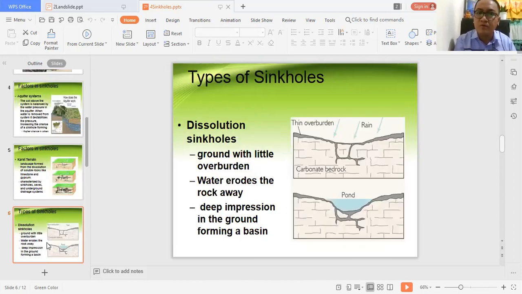So, ito po yung types of sinkhole po na pwede po natin malaman. Dissolution sinkhole, the ground with little overburden, water erodes the rock away. Deep impression in the ground forming a basin.